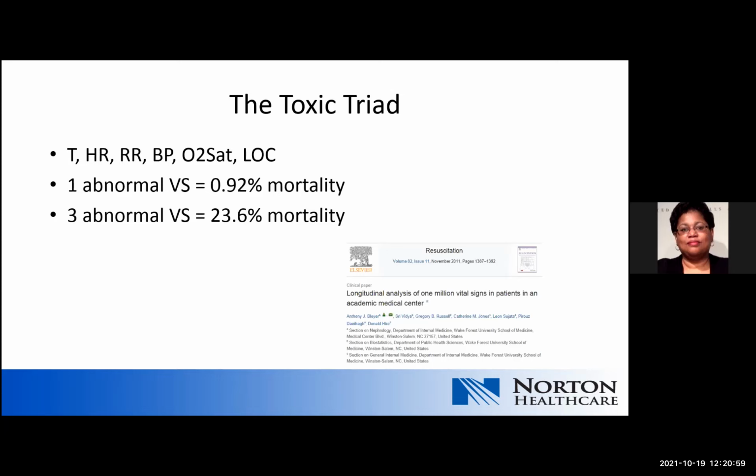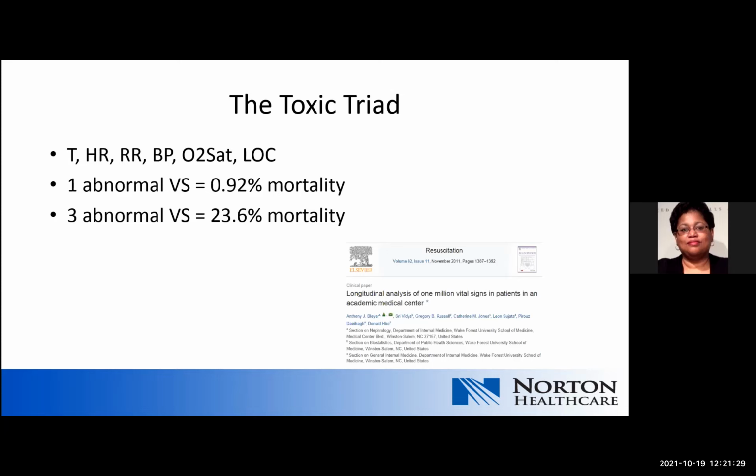So you can see here the study was conducted in 2011. It looked at those vital signs and it found that if there was one abnormal vital sign, there was a 0.92% mortality, 3 abnormal vital signs, 23.6% mortality. Now, again, this is not isolated to just sepsis, but in my opinion, when I'm talking to the nurses, we talk a lot about this is just good critical thinking and clinical reasoning when you're out there on the floor, making sure that we're actually looking at those vital signs and truly assessing them.